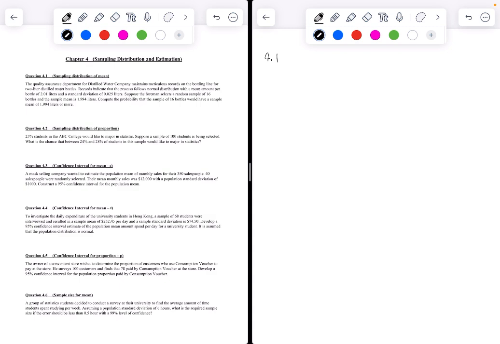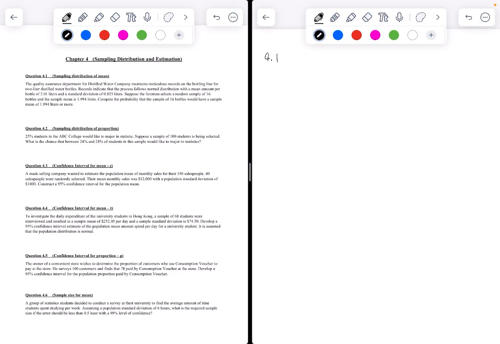For the first question, it tells that the Quality Assurance Department for a distilled water company maintains meticulous records on the bottling line for 2-liter distilled water bottles. Records indicate that the process follows a normal distribution with a mean amount per bottle of 2.01 liters and a standard deviation of 0.025 liters. Suppose the foreman selects a random sample of 16 bottles and the sample mean is 1.994 liters. Compute the probability that a sample of 16 bottles will have a sample mean of 1.994 liters or more.